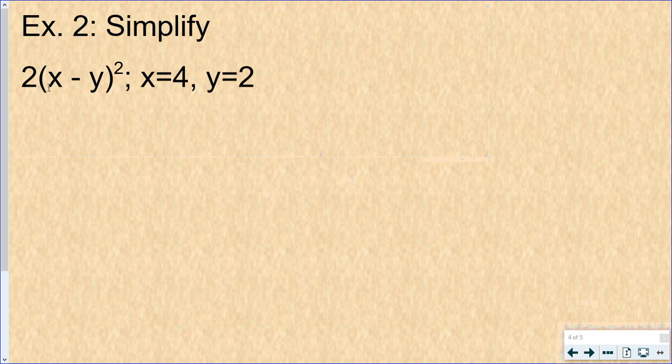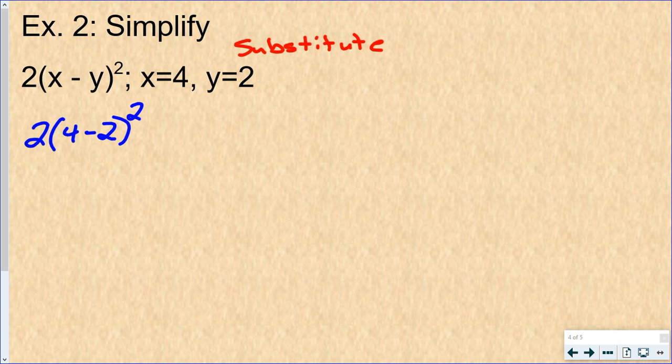Simplify this expression. We've introduced variables here, x and y, and what they're doing is telling us what the value of x and what the value of y are. So x and y are variables that represent numbers, and they're telling us here what numbers they represent. So the first thing that we're going to do is substitute these numbers in. So we're going to replace the variables with their values. So I'm just going to rewrite this with parentheses. x is 4, y is 2, and there's an exponent of 2 here.